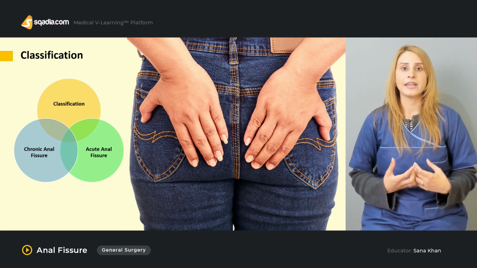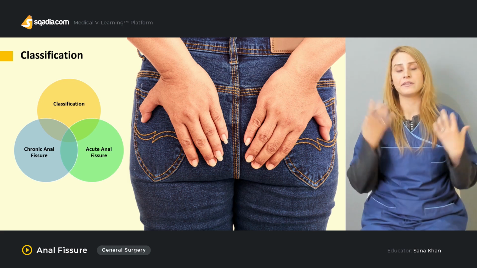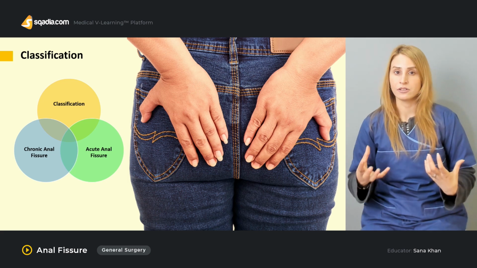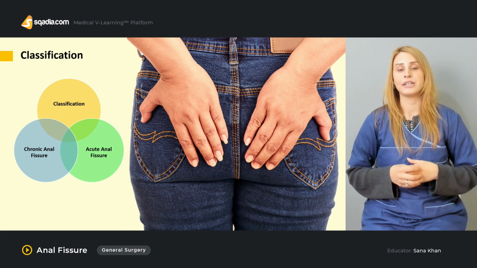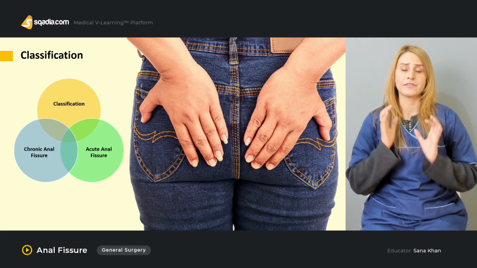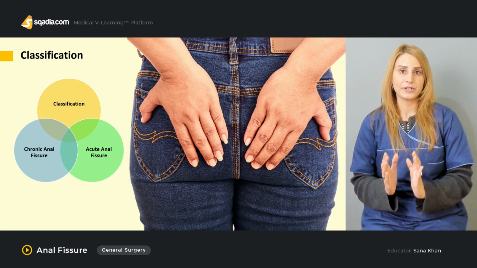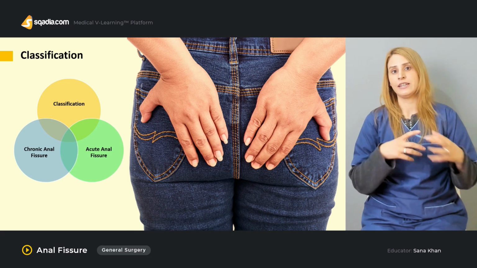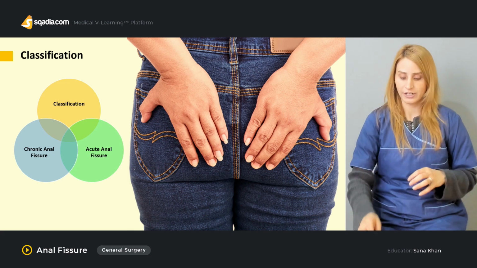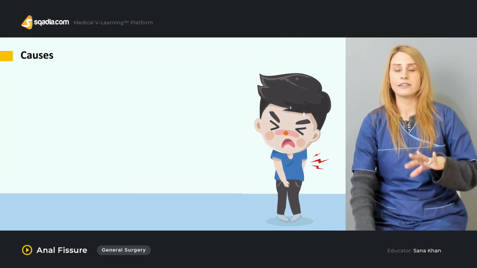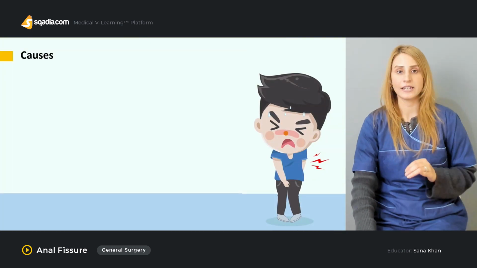And there can be associated external anal tags that would be showing up. But if the painful defecation persists and there's ulceration and itching, then you'll think about a chronic anal fissure. So there can be acute and chronic anal fissure.